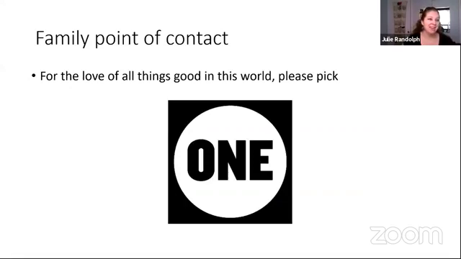Oh, this is a good one. Family point of contact. For all the love of all the good things in the world, please pick one point of contact. I know this can be really, really hard, especially when you have multiple people who care about a person. Again, this is going to be for those instances where you have somebody admitted to the hospital. But I wanted to give you an example.